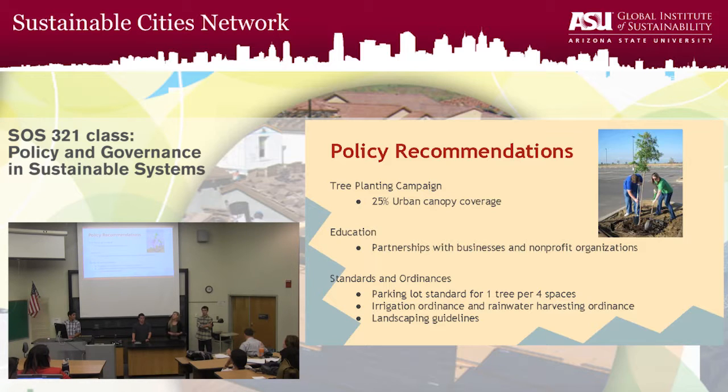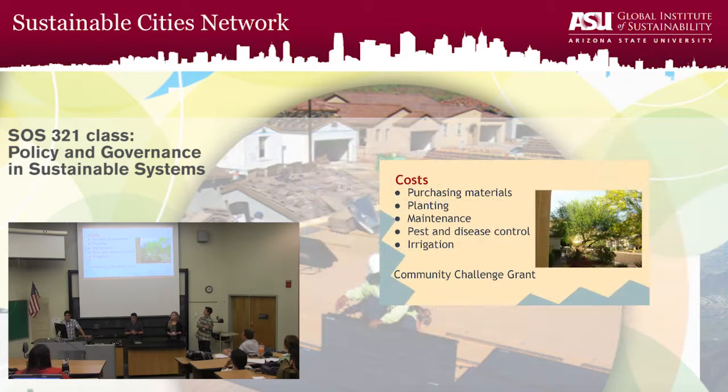For example, we have a parking lot ordinance that would create one tree for every 4 spaces. And we also have irrigation ordinances and landscaping guidelines, which we will touch on in xeriscaping. Costs, as you can see, are purchasing, planting, and maintenance. And to pay for this, in case it is not in your budget, there's a community challenge grant that funds urban forestry initiatives in Arizona.